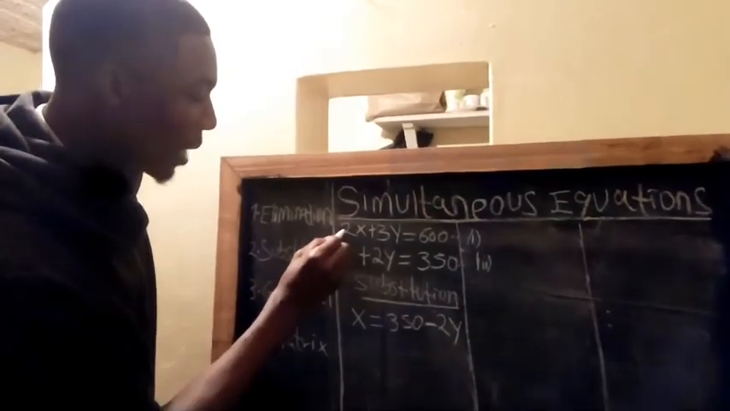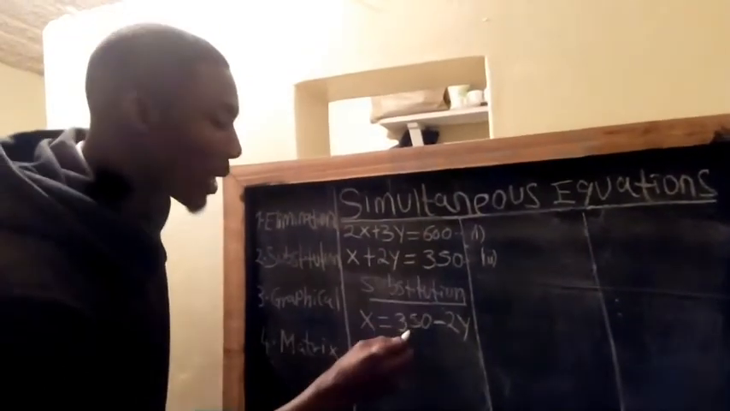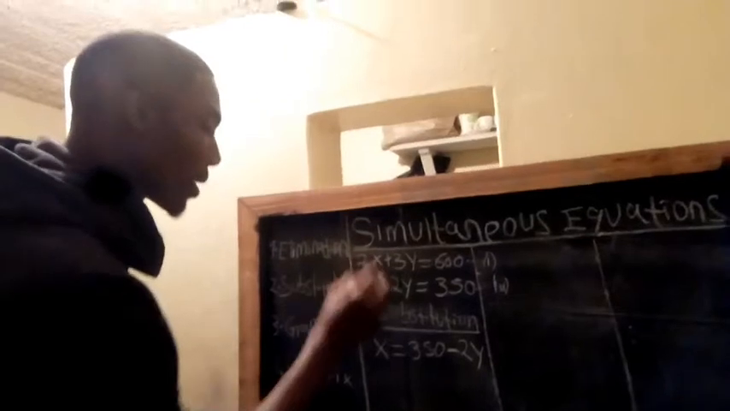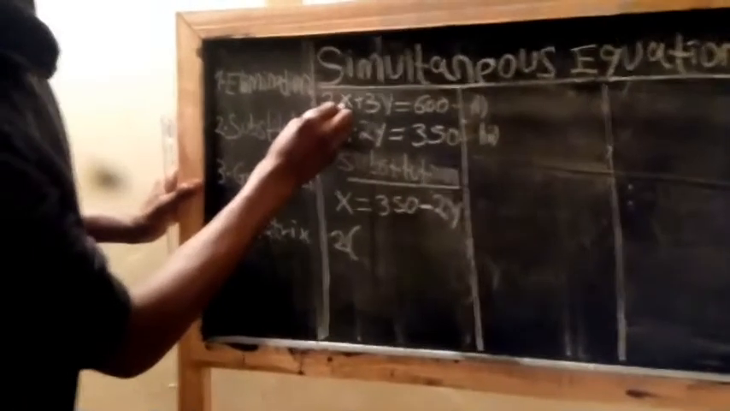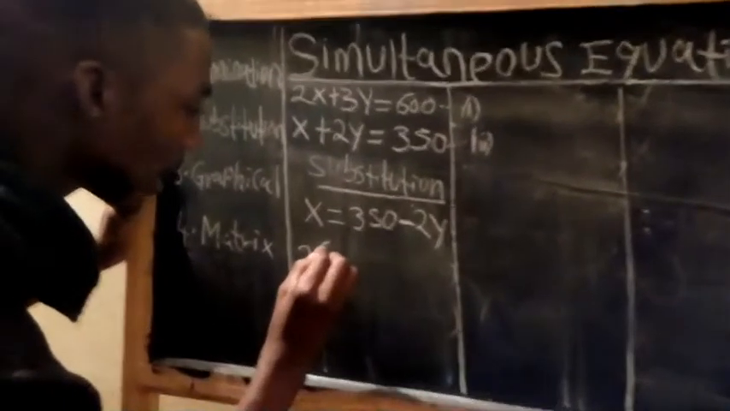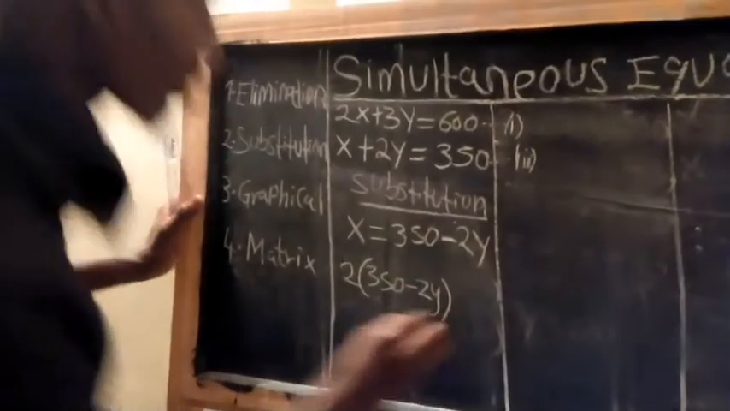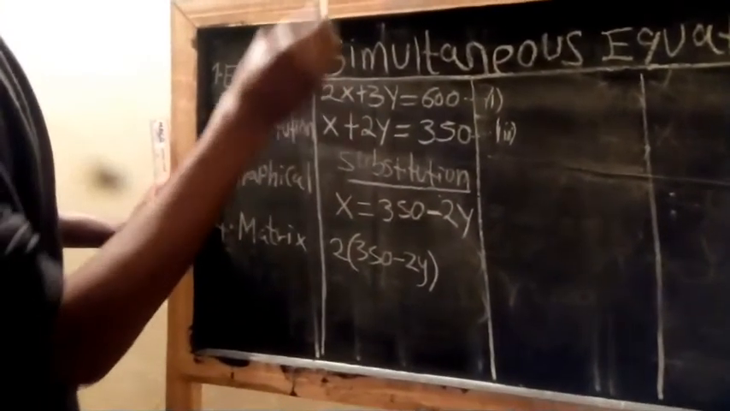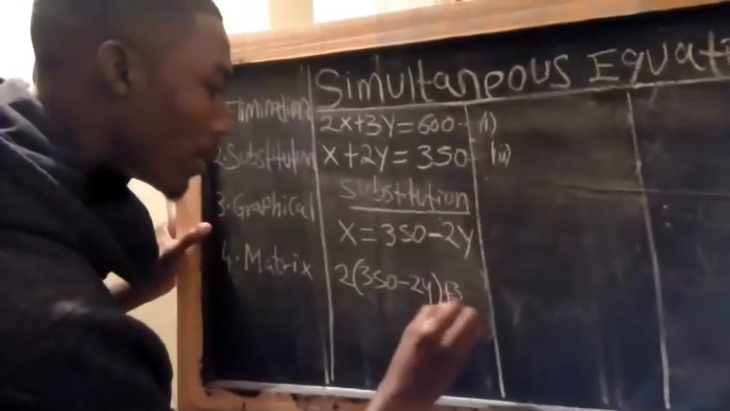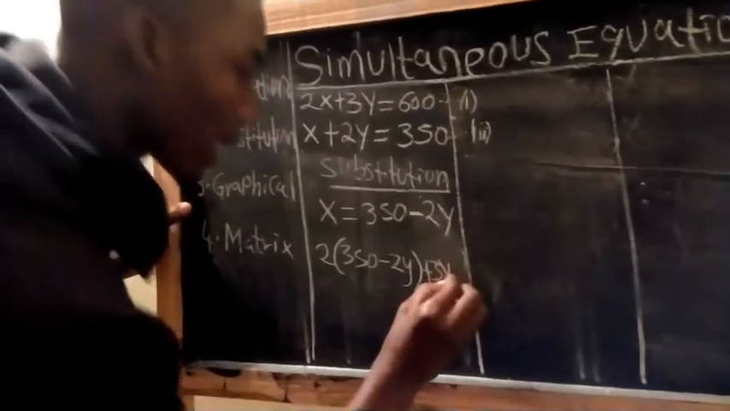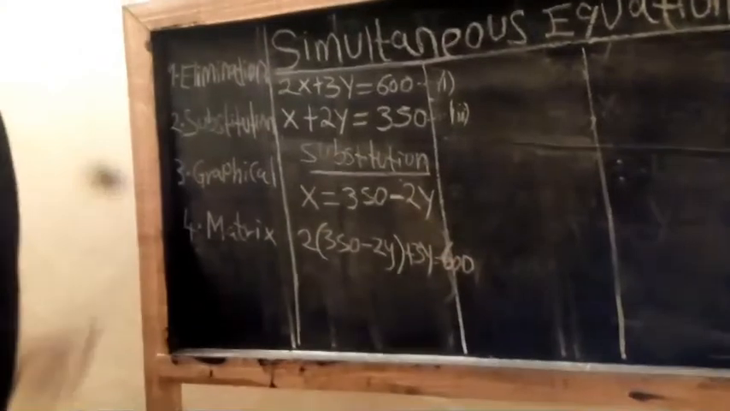So remember, we have here 2x. 2x means what? 2x means 2 times x. And what is x? 350 minus 2y. So you come and say 2 into bracket x. And x is 350 minus 2y. You can close the bracket, plus 3y equal to 600.